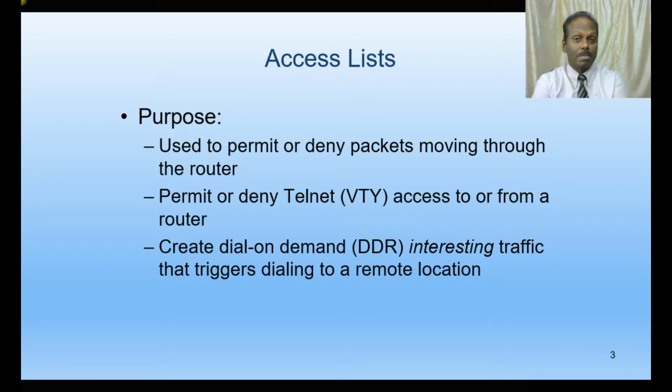So what is the purpose of the list? It is used to permit or deny the packets moving through the router. Permit or deny telnet access to and fro, that is the service. It's not only telnet, it can be any service. It can be FTP or any other port. Or you can also create dial-on-demand, where interesting traffic triggers dialing to a remote location. That is a service. Any specific service you want, you can allow to a particular host or a network.